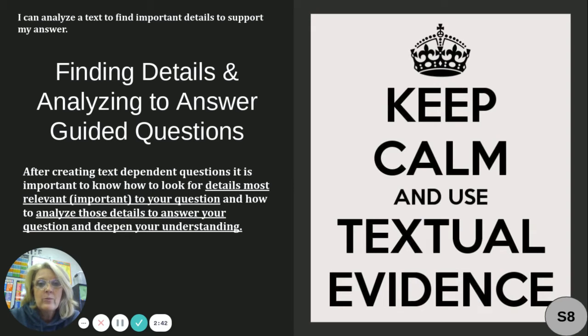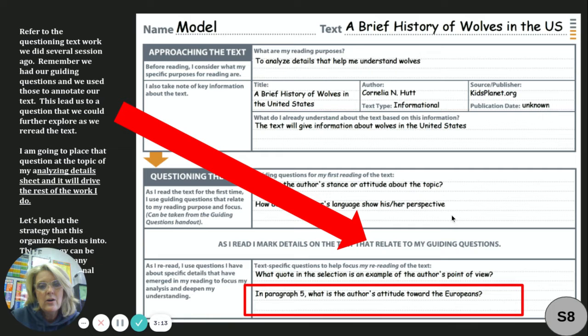Then when you meet back with your book club, you will hold like a mini Paideia seminar. And instead of me asking questions or your teacher asking questions, you will ask the text-dependent questions that you came up with. And that is how you'll hold your book club. That will be your discussion for your book club. So you'll all go around the table and ask your text-dependent questions and everybody will give input. So in order to do that, we are going to practice getting ourselves ready for that.